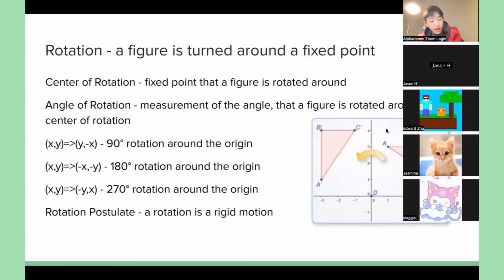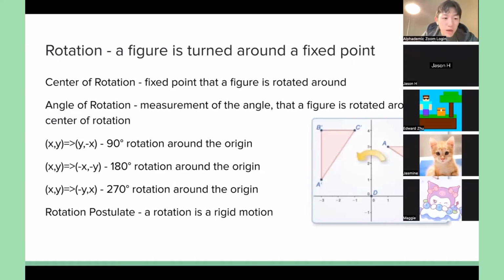All right, next up we have rotation, which is when a figure is turned around a fixed point. So the center of rotation is the fixed point that a figure is rotated around. The angle of rotation is the measurement of the angle that a figure is rotated around the center of rotation. And then here are some rules for rotation.